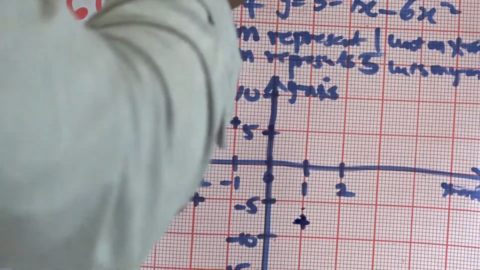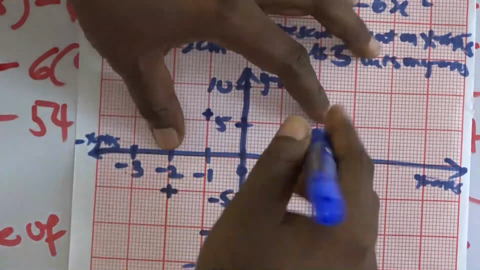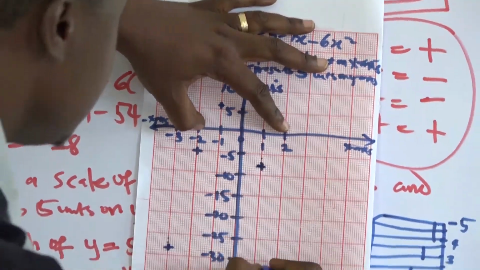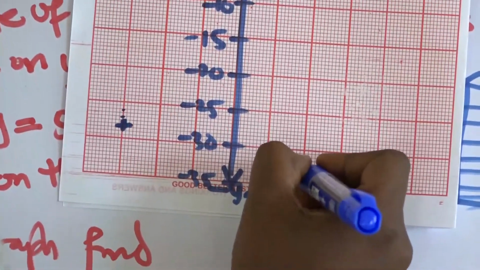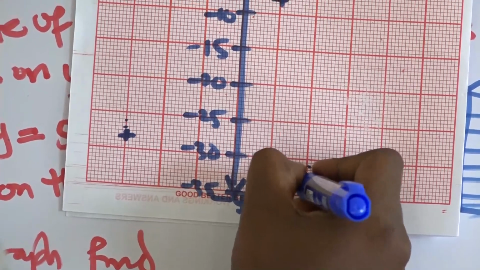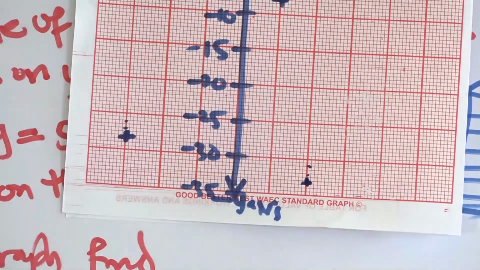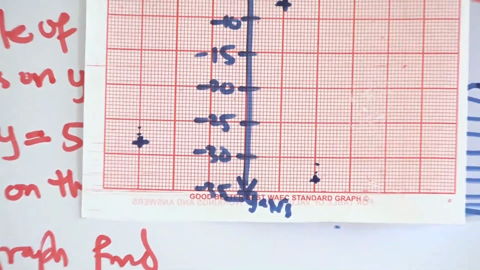And when x is 2, y is what? Minus 33. I come down here. This is 31, 32, and 33. I plot it. Can you see the graph?